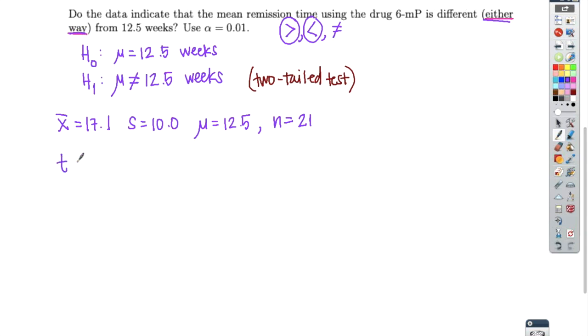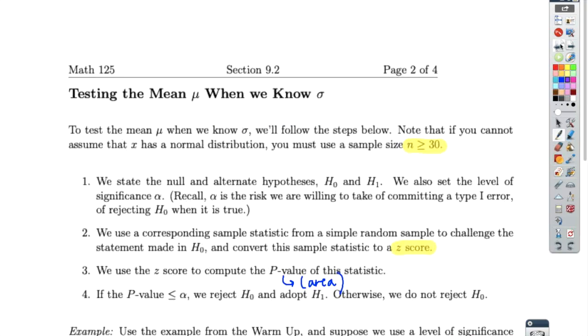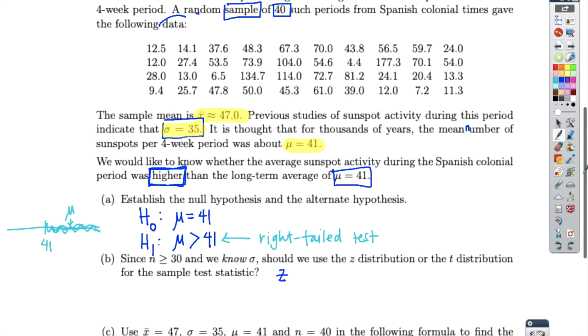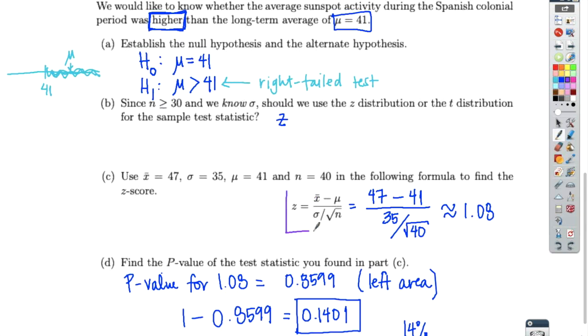And to use t, we'll take our x bar value and convert it over to a t-score using this formula. Now, just take a look at this formula really quick. So x bar minus mu over s over the square root of n. And then let's think back to the one we used in the warm-up, which was almost the exact same formula with one pretty significant difference. Where we have an s, it used to be a sigma. But of course, it couldn't be sigma because we don't know sigma.